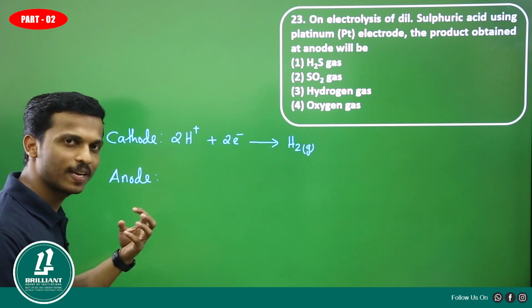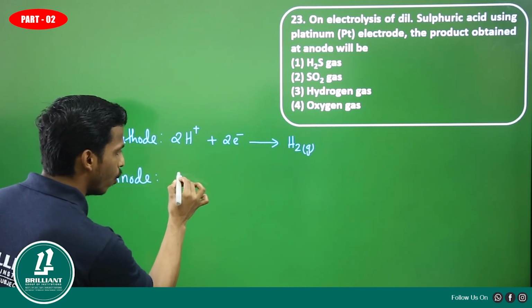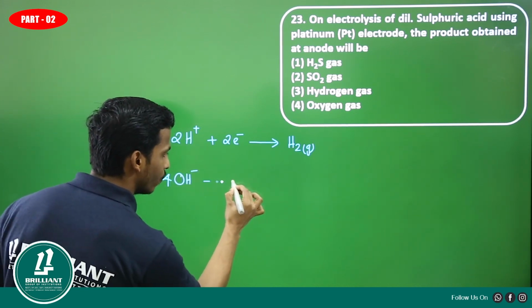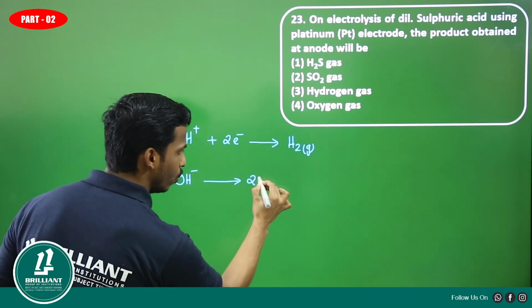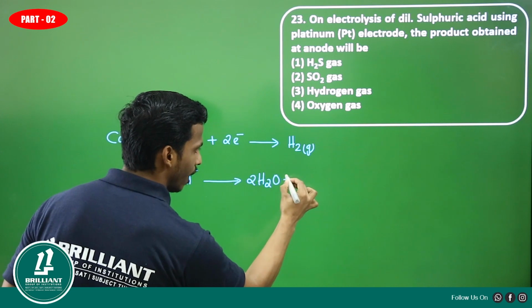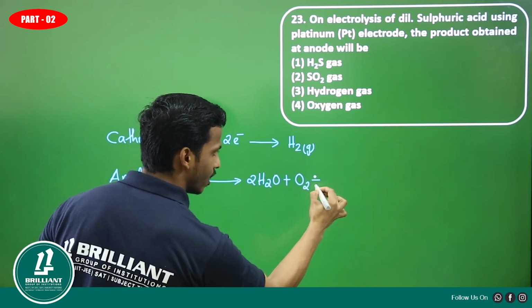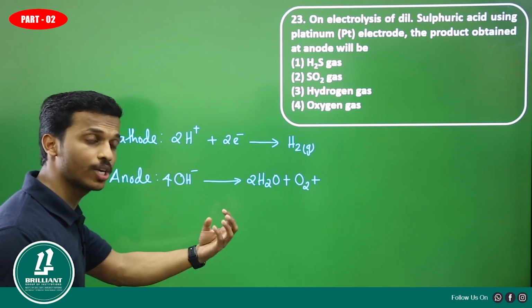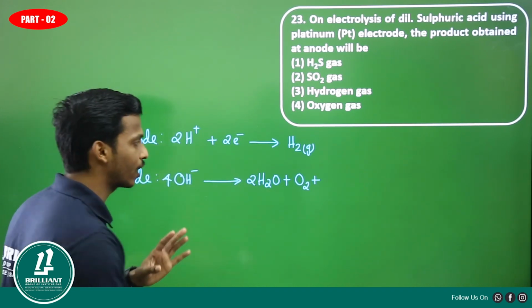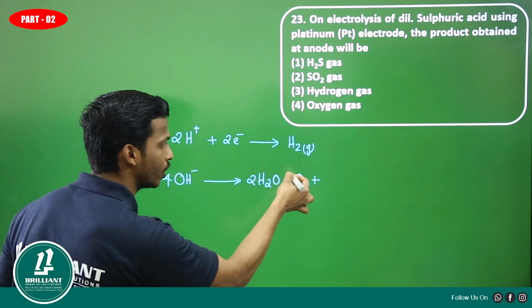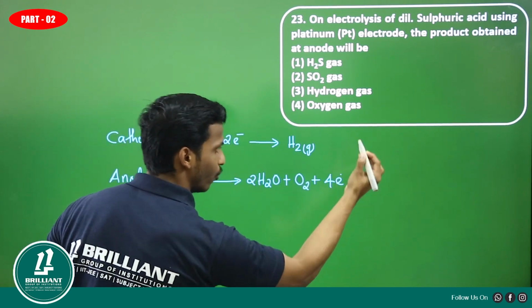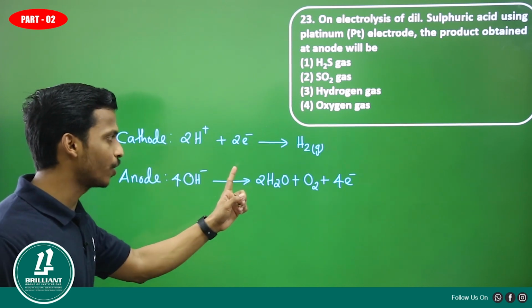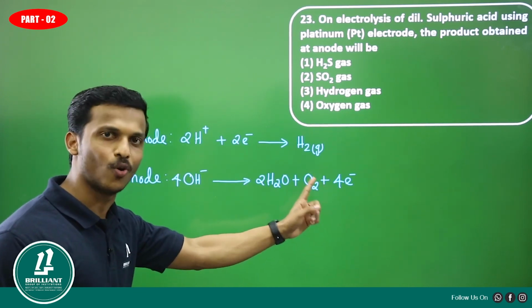Then what about anode? What is the reaction that takes place at anode? Anode, student, OH minus, right? 4OH minus is converted into 2 water molecules along with oxygen gas. How? Oxidation, it's anode. Anode means oxidation. Oxidation means losing electrons. So 4OH minus is converted by removing 4 electrons into 2H2O and O2.